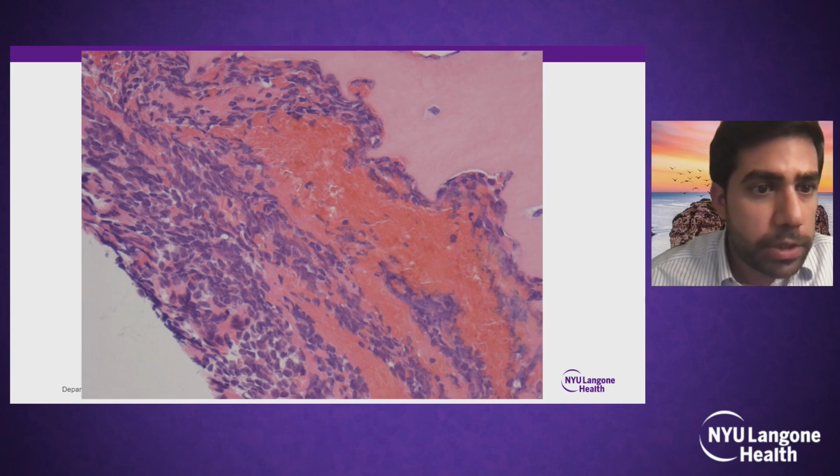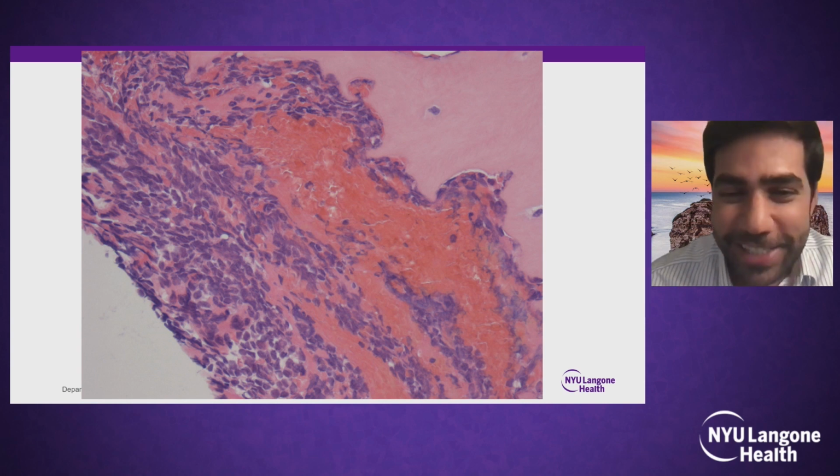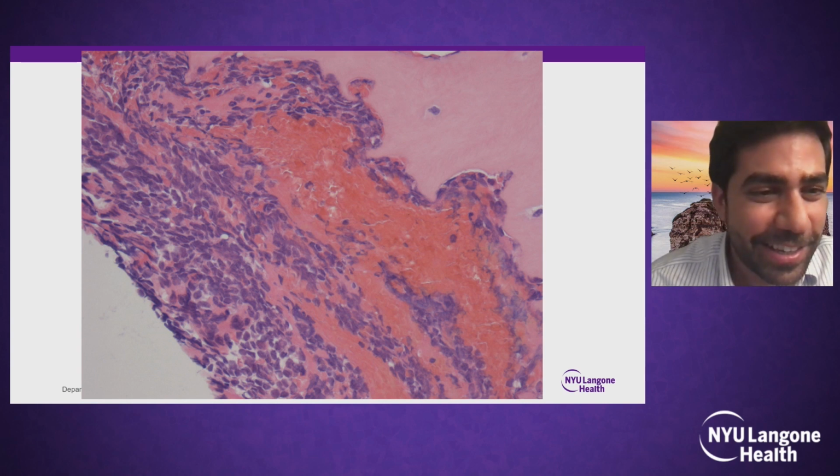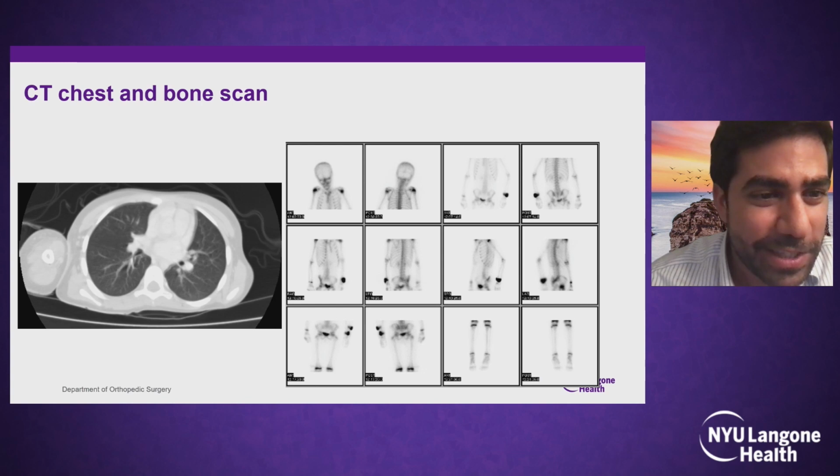So this was biopsied, and that's the result of the biopsy. I don't know if you can ask any questions, but you can have an idea what this is.